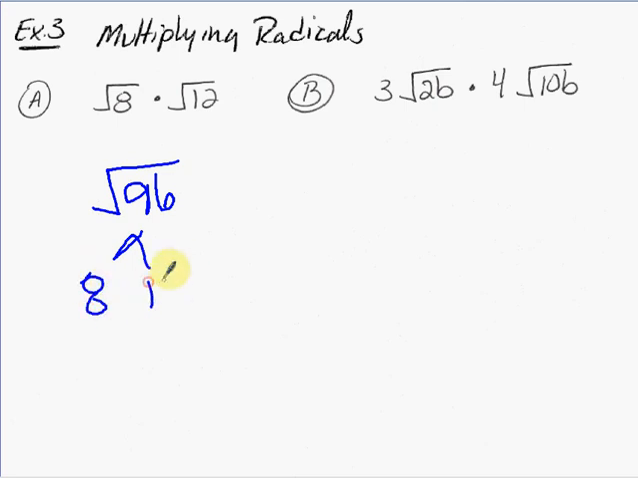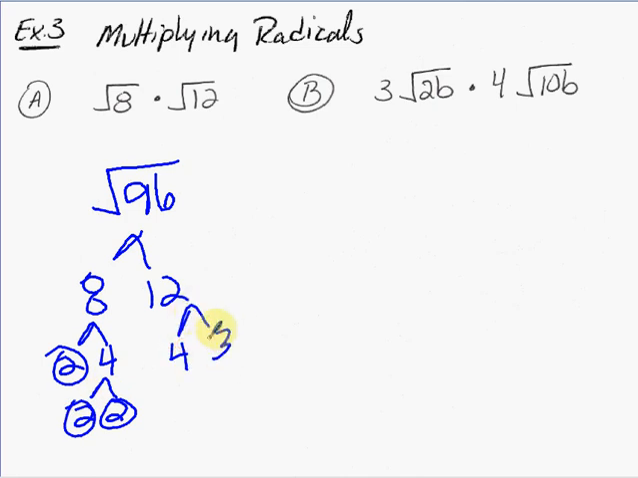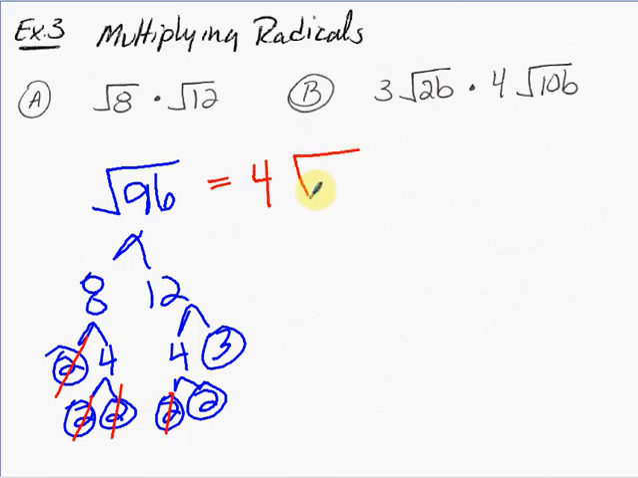Who would have thought that I'd use those two numbers? 2 and 4, circle the 2, 2 and 2. This is 4 and 3, 2 and 2. Okay, hopefully you guys are getting the idea by now. Look for pairs. There's 2 pairs of 2's, so that gives me 4. 2 times 2 is 4. And 3 times 2 is 6 underneath, so 4 root 6.